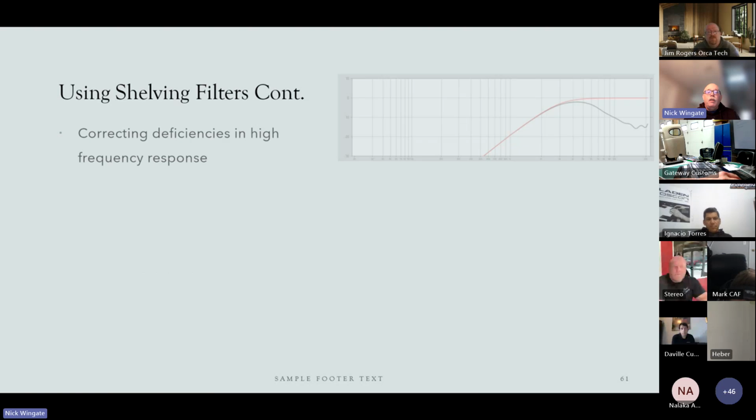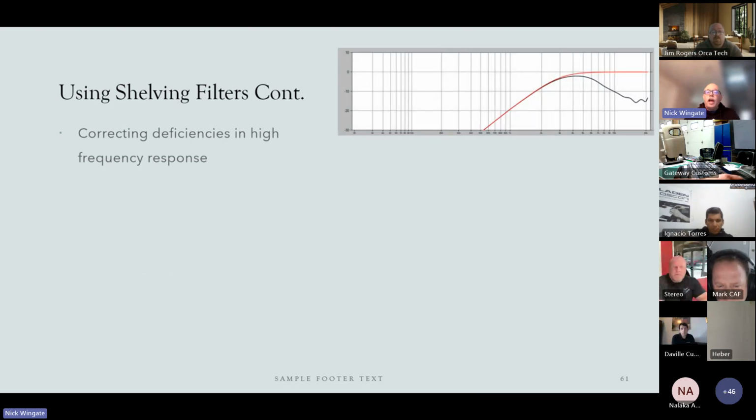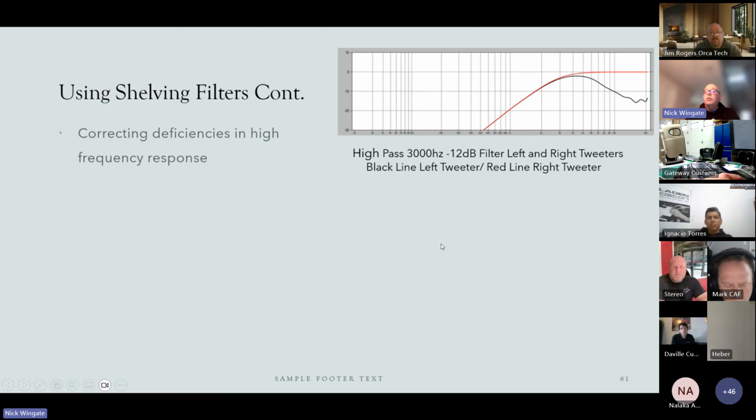Okay. Now, if you want to correct deficiencies in high frequency response, take a look at this. This is a high pass filter that we built at 3,000 hertz. It's minus 12 dB, left and right. The black line is the tweeter on the left, and the red line is the tweeter on the right.